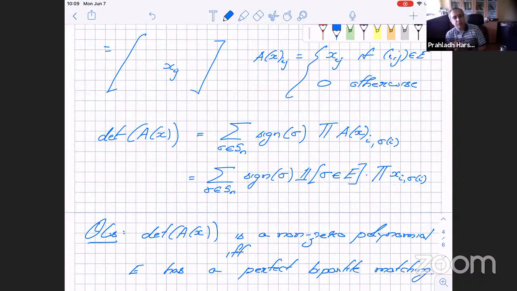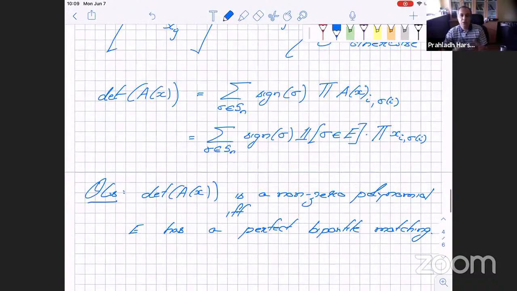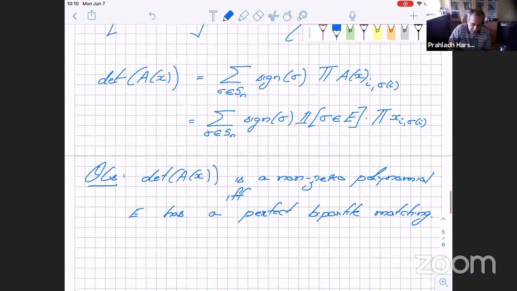Are people with me so far? Now I know how to compute. Now how do I check? The algorithm is very simple. Just plug in random values for these x_ij's and compute the determinant. If the determinant is non-zero, that is a witness to you that there is a matching. So this is the following algorithm.